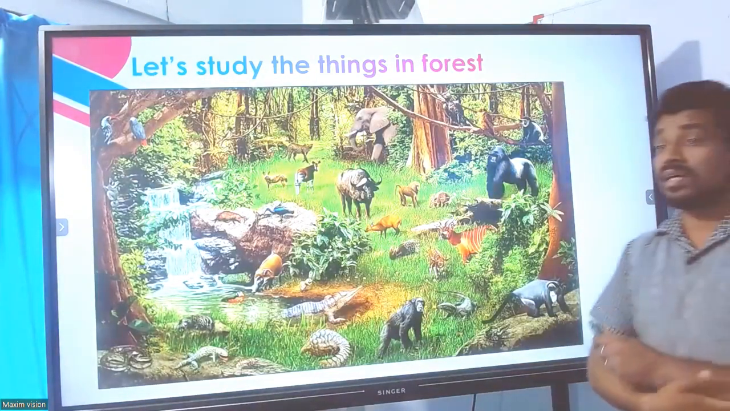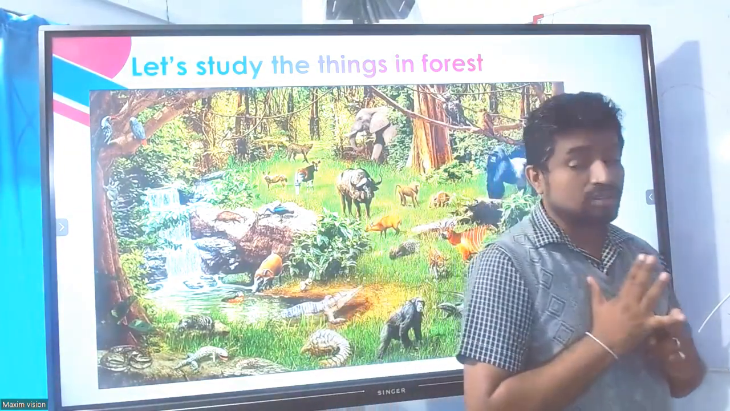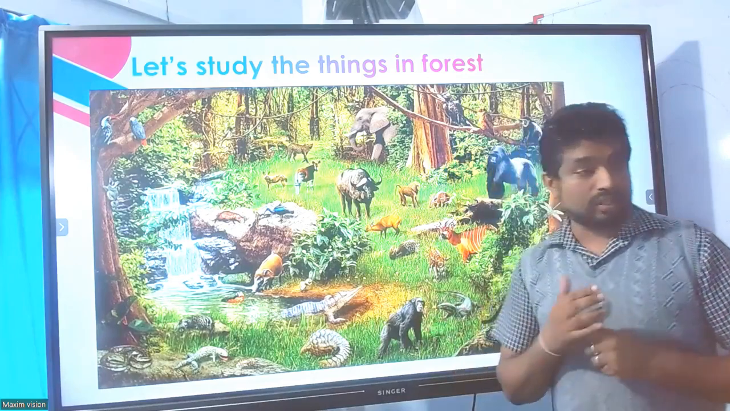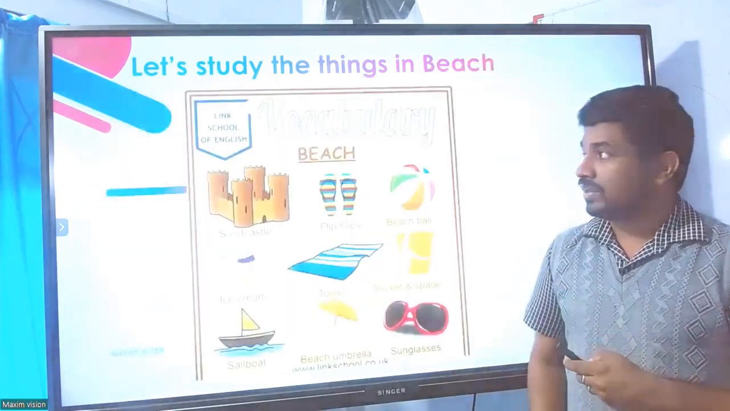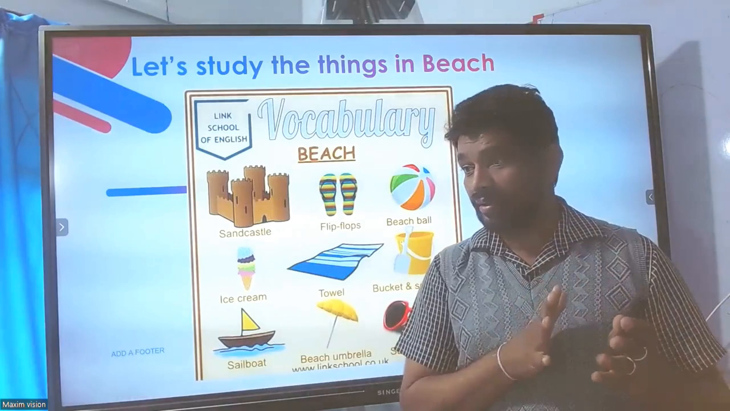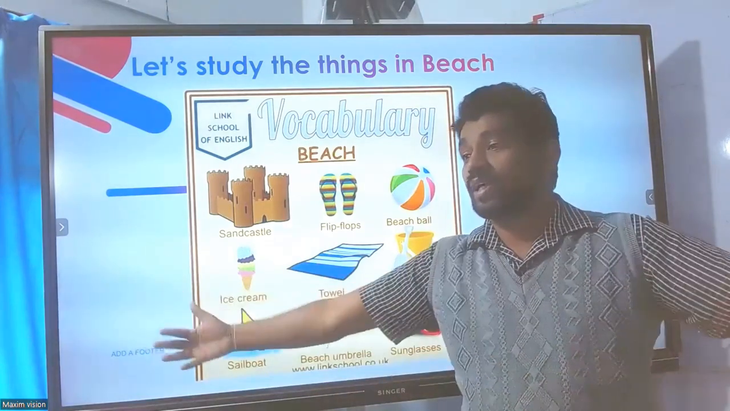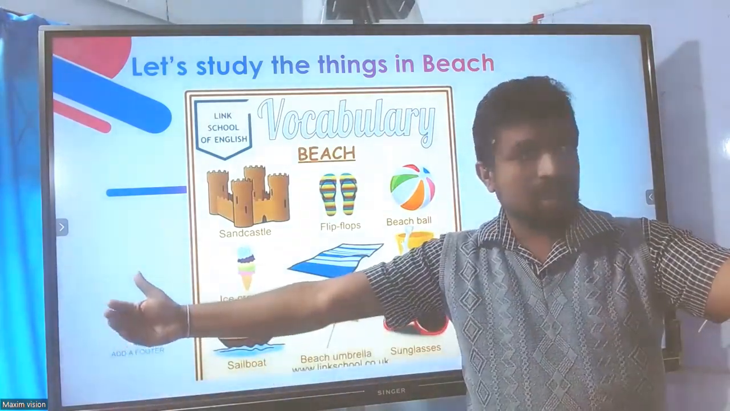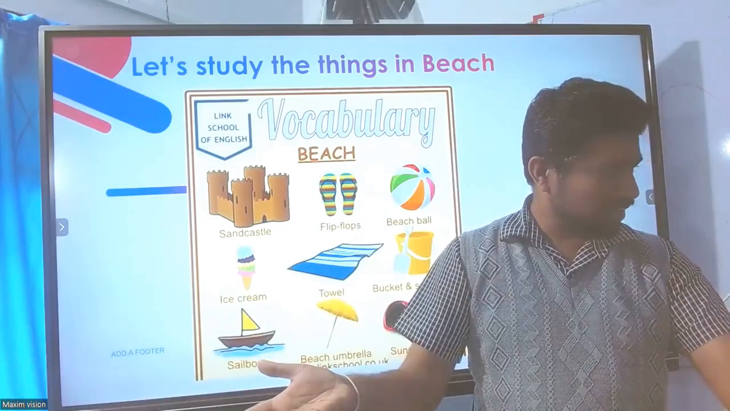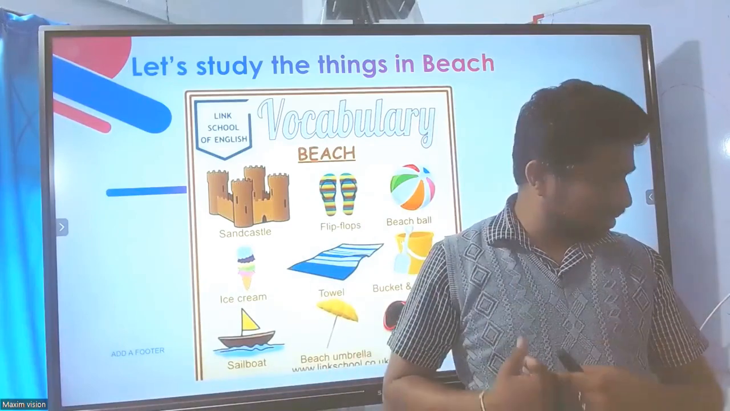And next we mentioned what things we can identify in the forest. Various kinds of animals, then rocks, waterfalls, rivers, even grass, large trees, snakes, we can identify. Then what things can we identify in another environment? During the vacation, where do we like to go? To the beach. The people who live around the beach and the low country like to come to the upcountry. Upcountry people like to visit the beach area. Beach area people like to visit the upcountry, rural area.